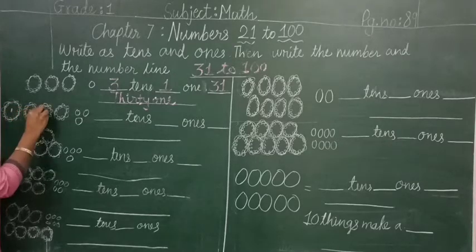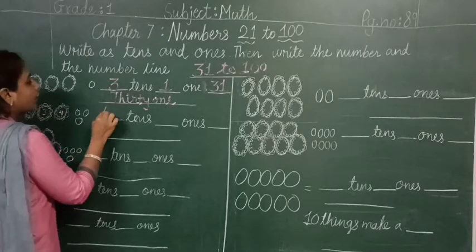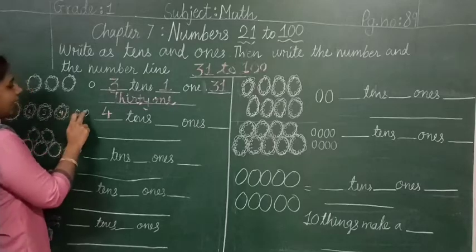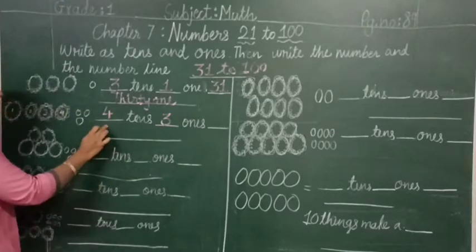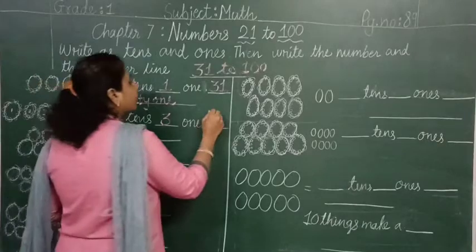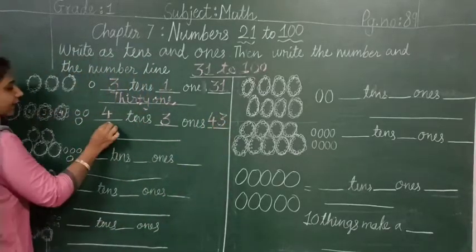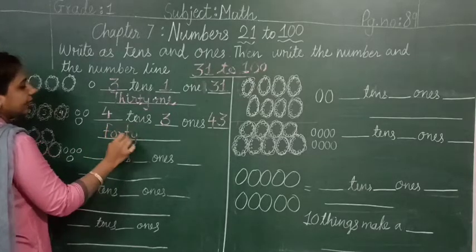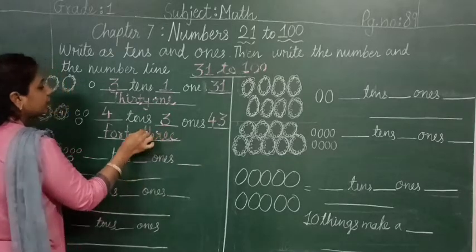After that, how many? 1, 2, 3, 4. How many tens? 4 tens. After that, how many ones? Let's count. 1, 2, 3. 3 ones. 4 tens and 3 ones means 43. So, what is the spelling of 40? F-O-R-T-Y. 43. T-H-R-double E, 3.